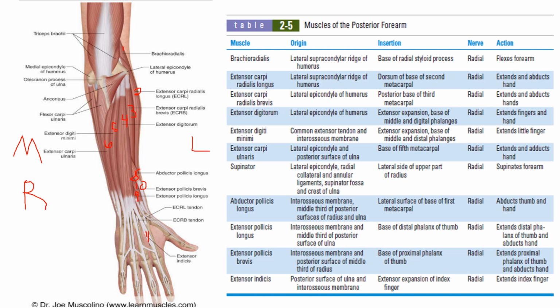Finally, more distally still, classified now as an extrinsic muscle of the hand, a term which we shall discuss later on, is the extensor indicis over here. The extensor indicis has its origin from the posterior surface of the ulna and the interosseous membrane, and it inserts into the extensor expansion of the index finger. And its function is to extend the index finger, the extensor indicis.